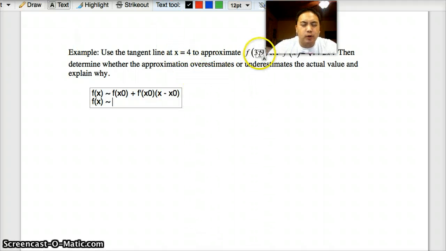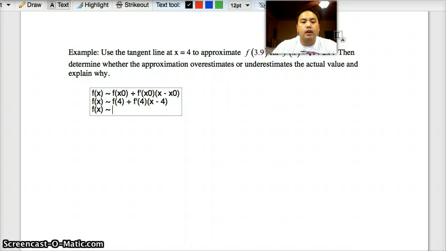So if I want to estimate 3.9, guess what's a number really, really close to 3.9 that I can approximate? Yeah, 4. There's a hint right here. So let's plug in 4 to get f of x0. Or how about this? f of 4, because I'm looking for a number close to 3.9, I want 4. Okay, so far? All right.